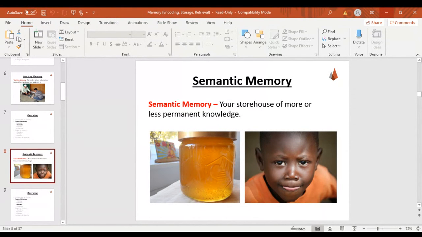Semantic memory is kind of your storehouse of more or less permanent knowledge. So history of the United States, math lessons, science lessons. Things that are encoded the same across the board for everyone, whether or not that actually happens. The information is the same. Whether or not you encode it, or how you encode it, is up to you, but the information itself is the same.